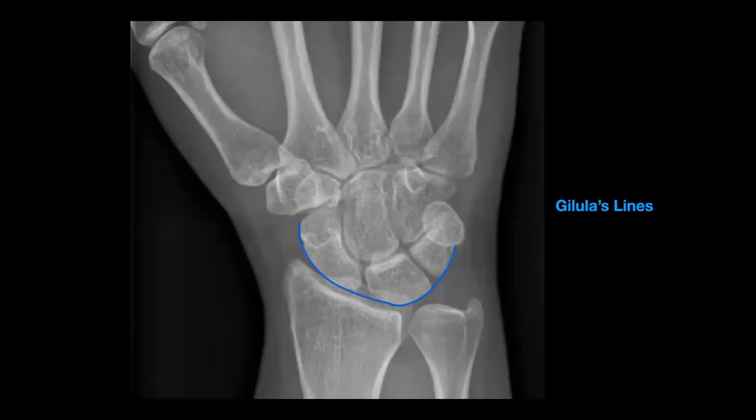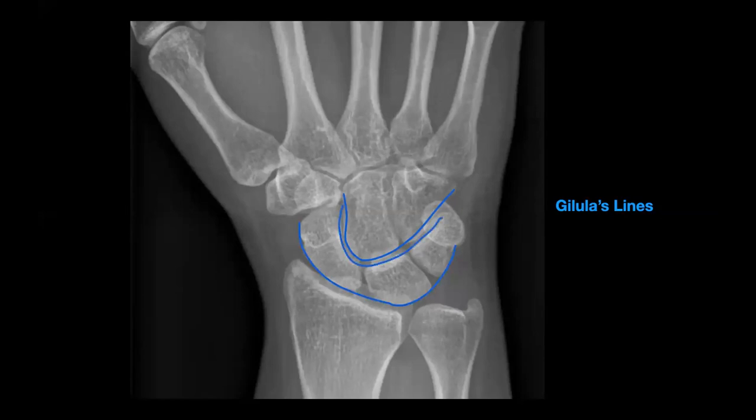Well, Gilula was a North American radiologist, and he described three lines, three radiological markers that you can use to detect carpal instability. The first line is a curved line drawn along the proximal aspect of the proximal carpal row. The second line is also a curved, unbroken line drawn over the distal aspect of the proximal carpal row. And the third and final line is a curved, unbroken line drawn over the proximal aspect of the distal carpal row. And these are Gilula's lines.